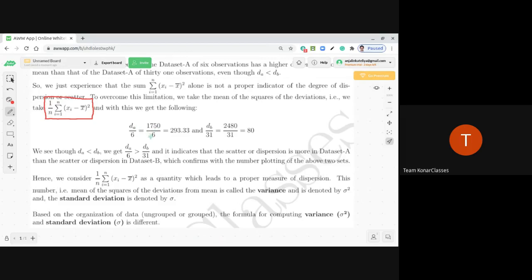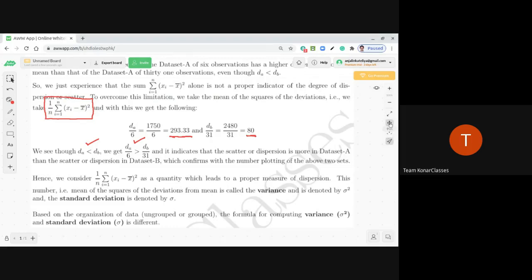dA by 6 is equal to 1750 by 6, which is equal to 293.33. And dB by 31 is equal to 2480 by 31, which is equal to 80. Very interesting observation. Though dA is less than dB, dA by 6 is greater than dB by 31. And it indicates that the scatter or dispersion is more in dataset A than in dataset B, which confirms the number line plotting of the above two sets, which we have done a few minutes back.